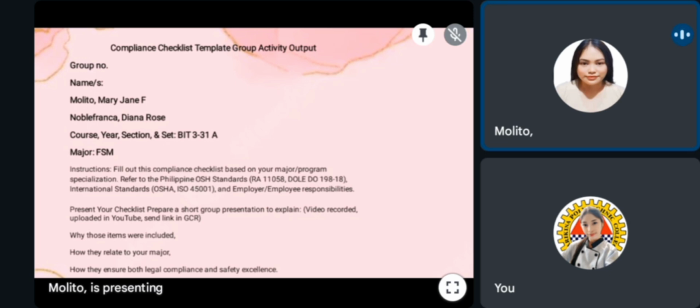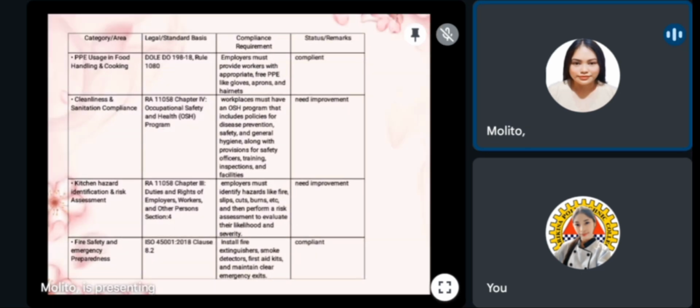This is our compliance checklist based on our major program, specialization, food service management. I am Mary Jane Molito and I have 4 parts to discuss, and the other 4 parts are from my member Diana Rose Noble Pranca. So let's start. We have 4 columns here. The first one is category area. The next, legal standards basis, compliance requirement, last, status or remark.